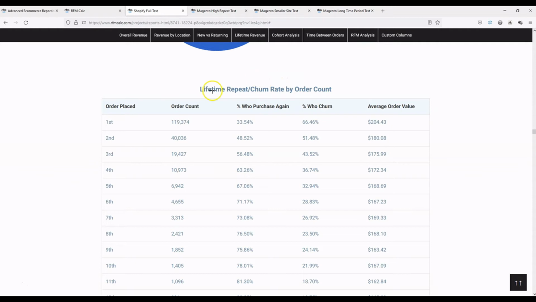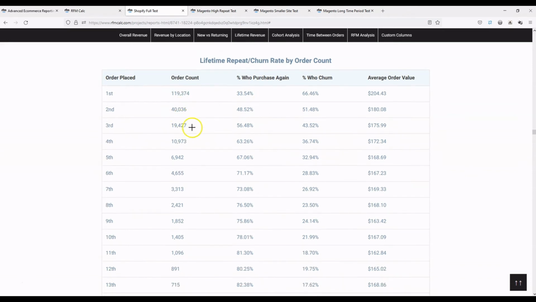So what you can see here is that for customers who place their first order, the likelihood of them purchasing again is 33.5%, and the percentage who churn, therefore, is 66.5%. So what that's saying is about a third of people who place the first order come back and place a second order. But what's really interesting is if you look at the second order, that then leaps up to 48.5%.